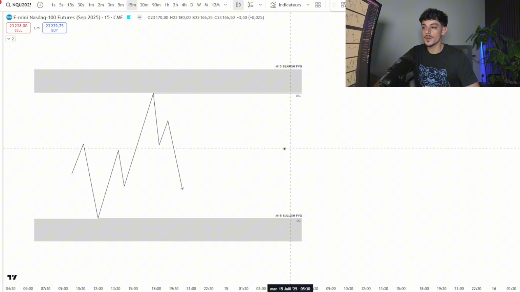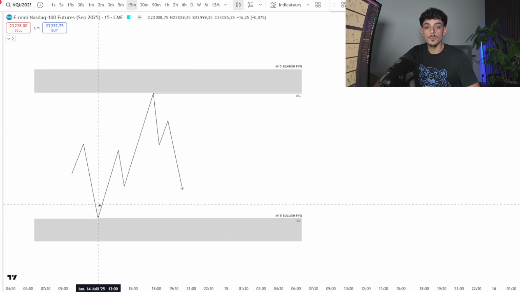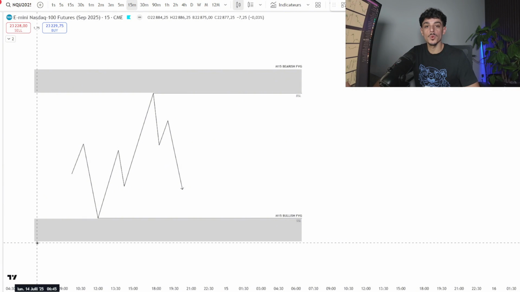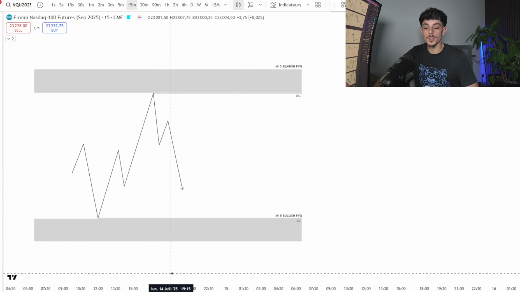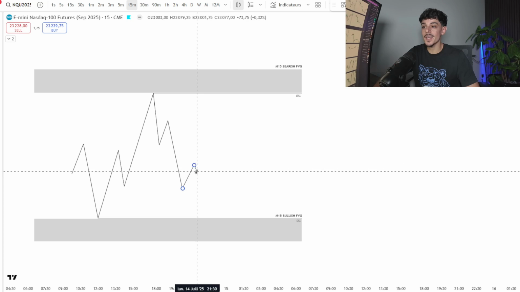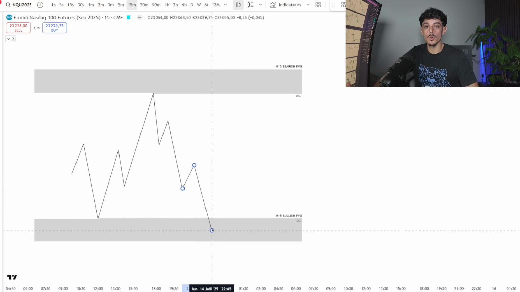Now let's do the bullish scenario. We want to see a sell side liquidity pool being formed and a 15-minute bullish fair value gap sitting right below this liquidity pool. Then you want to see price entering inside this 15-minute bullish fair value gap and sweeping this sell side liquidity pool.